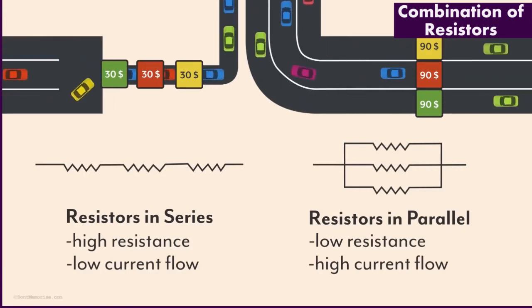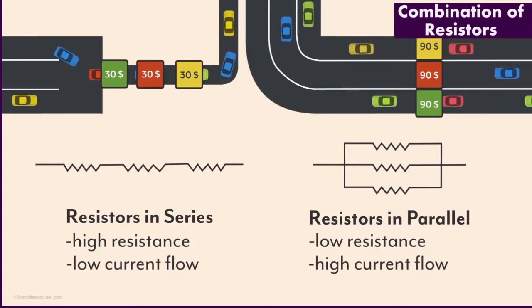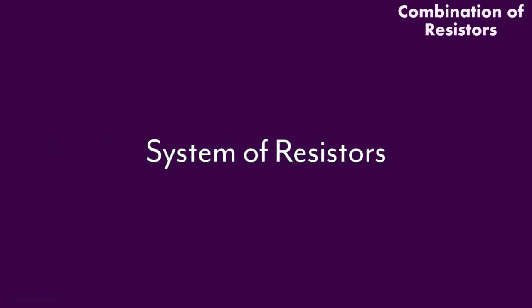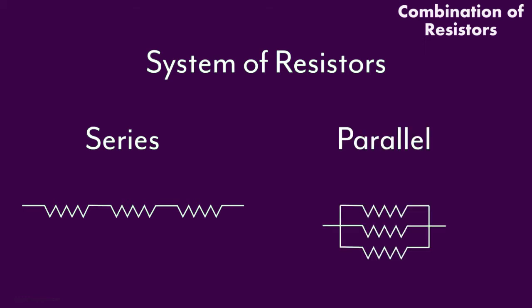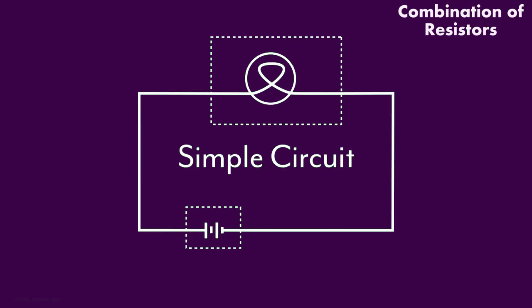Why does this happen? What is the idea behind it? Let me explain to you. We have seen the two methods of putting a system of resistors in the circuit. First in series like this, and second in parallel like this. The circuit which we have seen, consisting of only one battery and one load resistance, is very simple to understand, but such circuits are not often found in practical applications. Most of the time we find circuits with 2 or more components connected together.